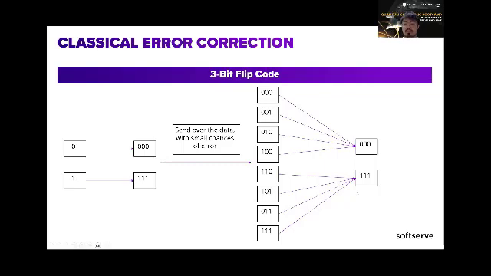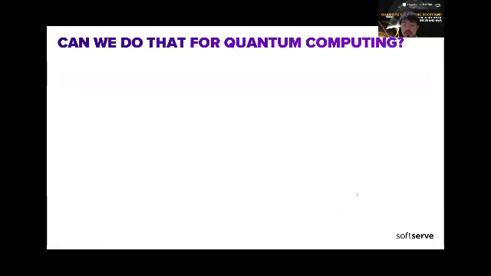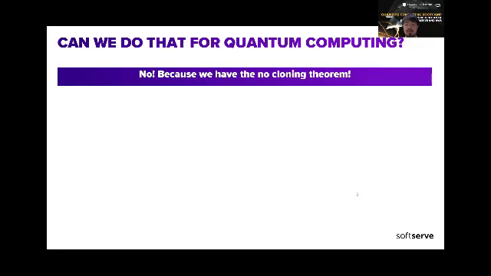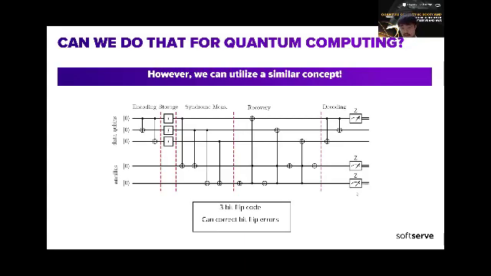Now, can we do this with a quantum computer? Can we do this? No, we can't. We can't because we have the no cloning theorem. So people have actually created smart ways of doing this type of 3-bit sequence. They utilize a similar concept. This was taken from, I didn't put the credits, well, this was actually taken from my old professor's notes. She created this diagram. But you can see that it uses many qubits basically.